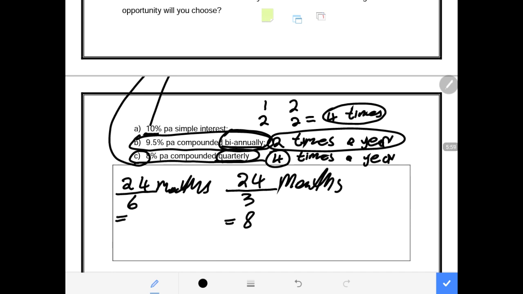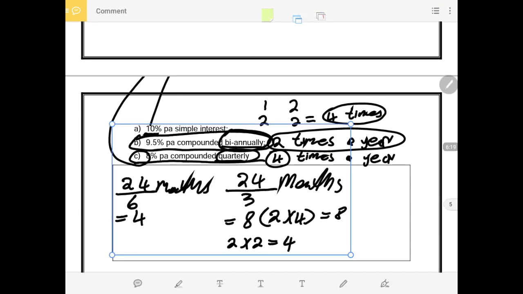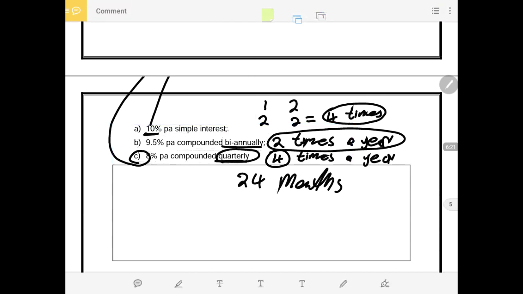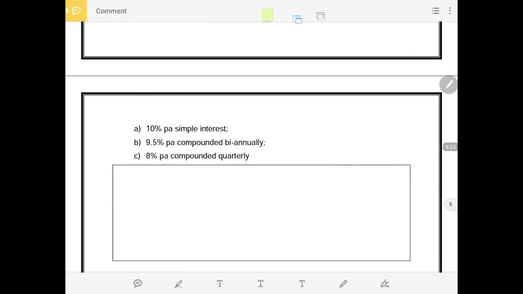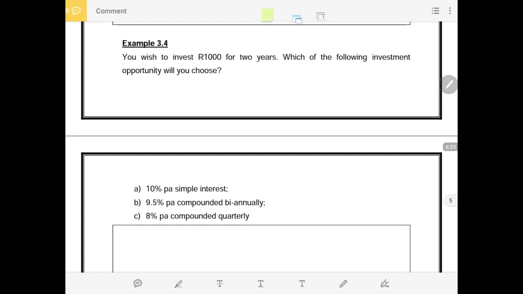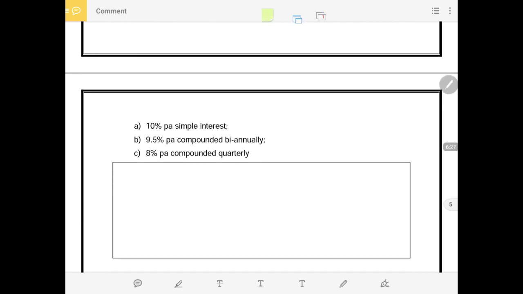Therefore this will give us 4 compounds over the period of 24 months, which is the same as 2 years times 2 compounds a year. That is still giving us 4. And the same applies here: 2 years times 4 compounds (quarters) in a year gives us 8. So I want you to master this conversion, both from the number of months and also from the number of years that can be provided to you.